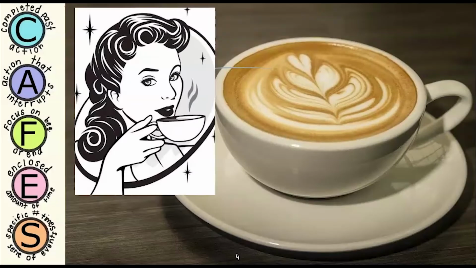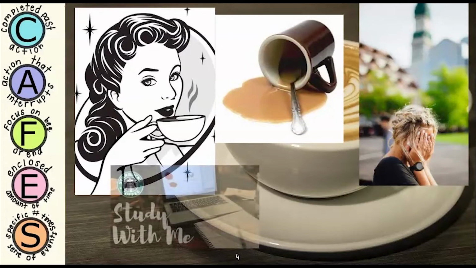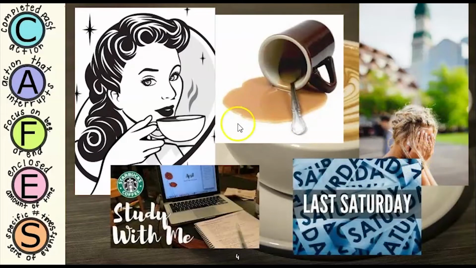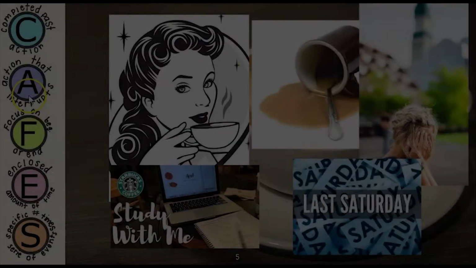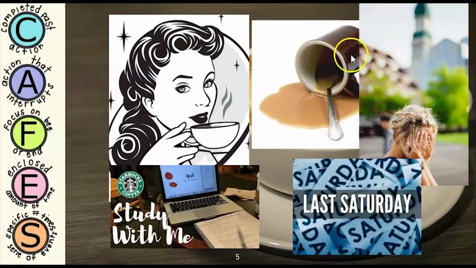An example for C, a completed past action. Tomé mi café esta mañana. Mi café se derramó esta mañana. So I was drinking my coffee, or I drank my coffee, and then it spilled. Se derramó. Also, an interrupting action could be my change in mood. So I was happy because I had my coffee, it spilled, and then I became sad.